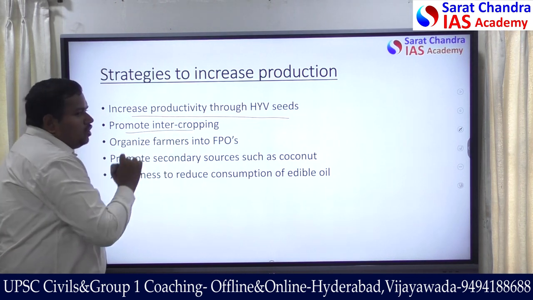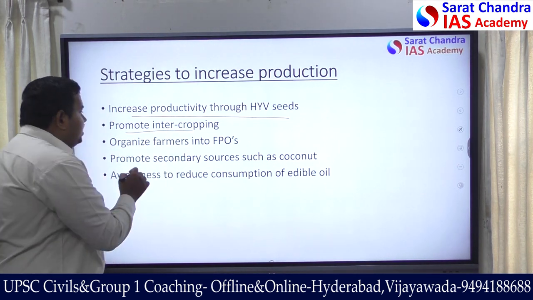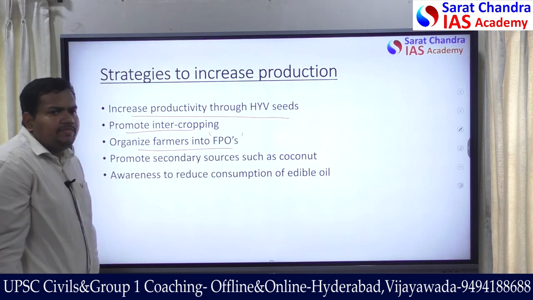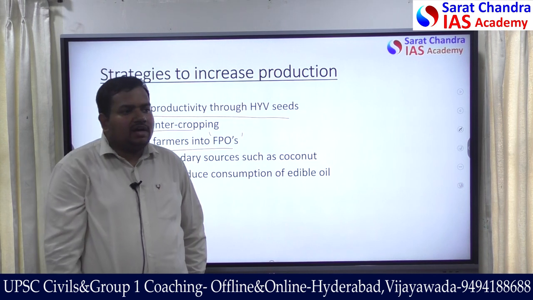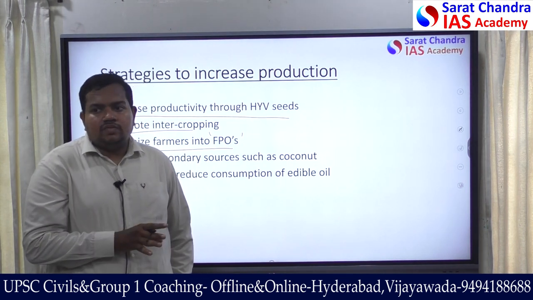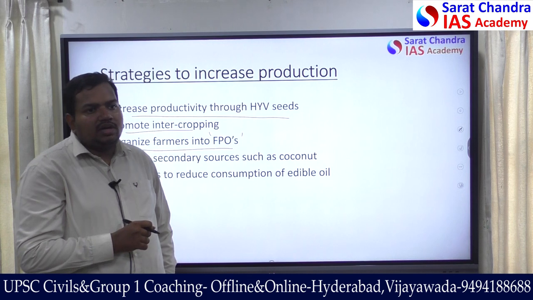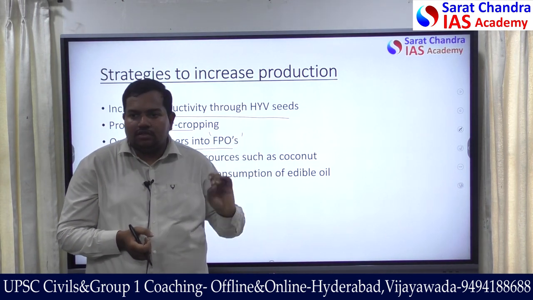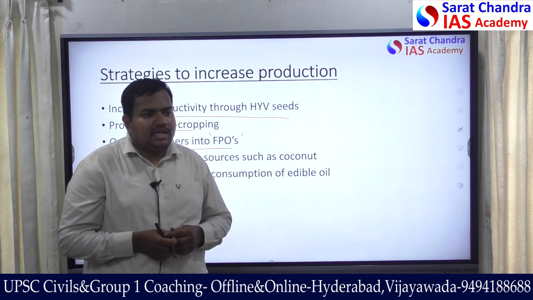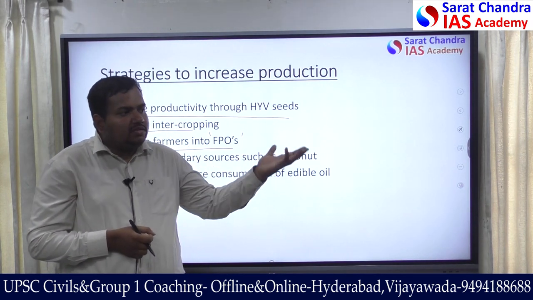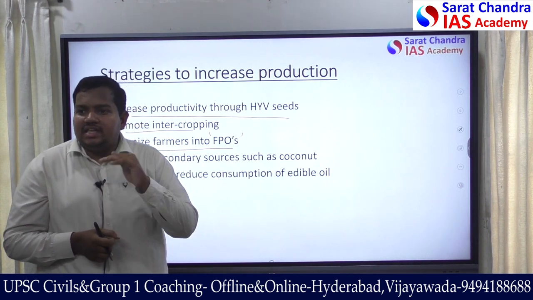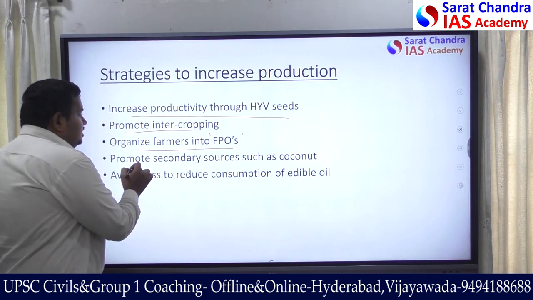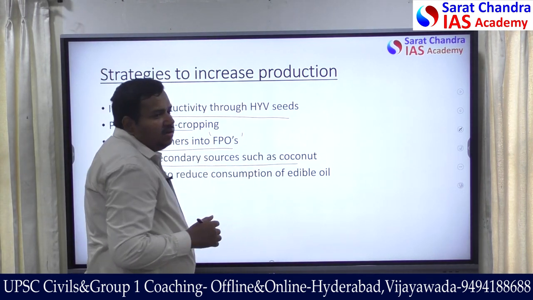Next, promote intercropping. That is one of the strategies we can use. Next, organize farmers into FPOs. What is a FPO? Farmer producer organizations. We have already discussed that. They can be either cooperative societies or companies. If they are registered under the Cooperative Society Act, they will become a cooperative society. If they get registered under the Companies Act, they will become a company. So, farmer producer organizations.